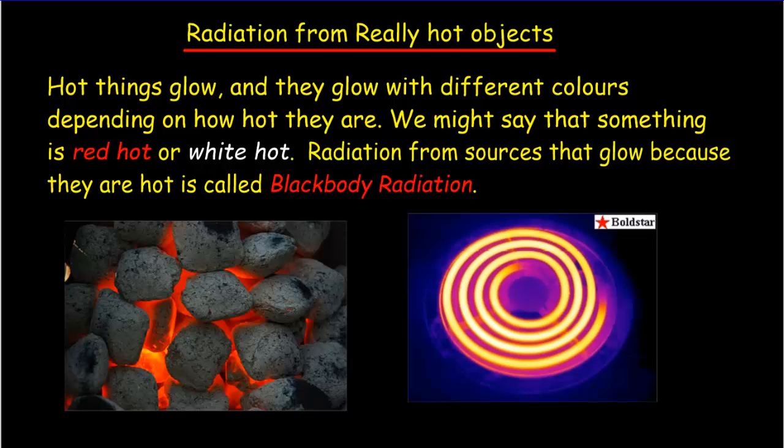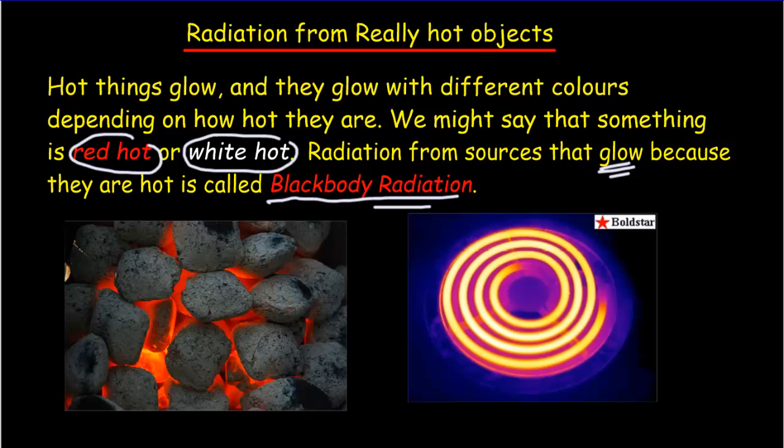Now, you're probably familiar with things that glow and take on a characteristic color. We could talk about things that are red hot or white hot, and something that's white hot is actually hotter than something that's red hot. The color that something glows with when it's really hot is an indication of its temperature. And this glow that things take on when they're hot, that's blackbody radiation. So we want to talk a little more about this blackbody radiation.